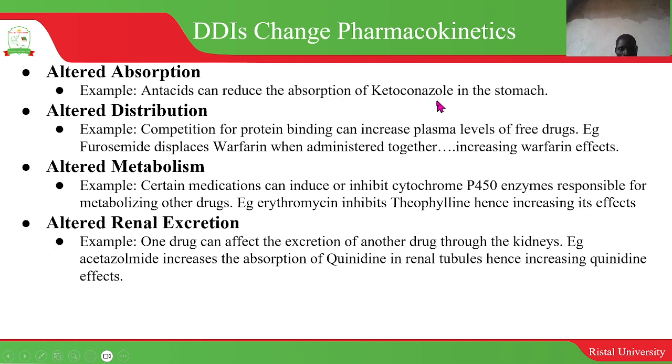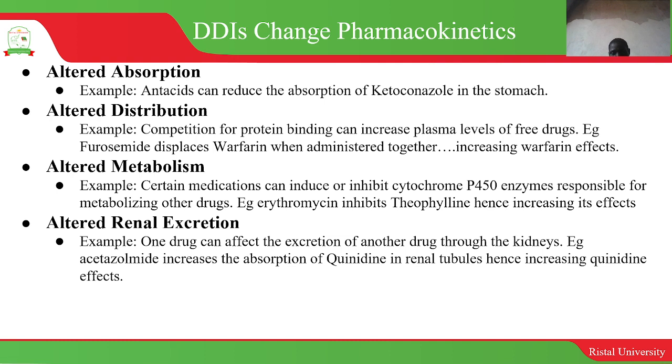Those are examples of drugs that can interact through absorption. Now let's look at distribution. Competition for protein binding can increase plasma levels of the free drug. For distribution, we normally look at how the drug is moved through the body, and some drugs are carried through protein binding. An example is that furosemide can displace warfarin when administered together, therefore increasing the warfarin effects.